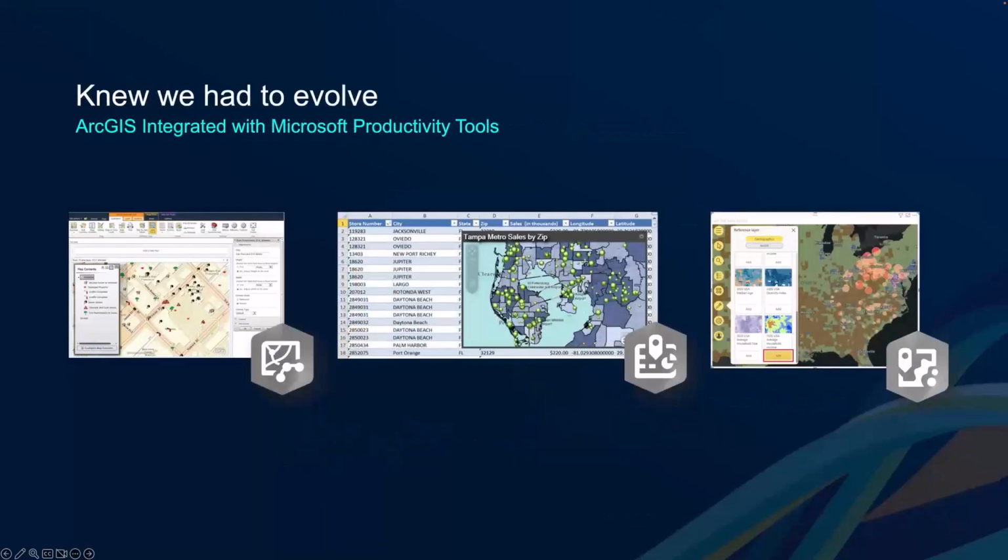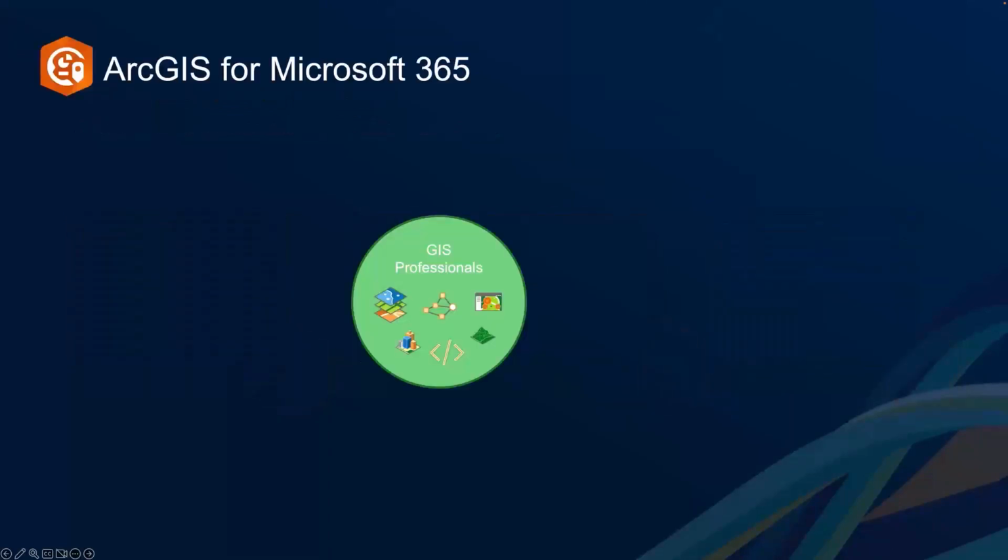So we realized we had to modernize our approach as well. We had to change the way we were delivering the integrations with Microsoft. In looking at what we had, different mapping experiences across the Microsoft products and sometimes complex and fragile configurations. We knew we had to do something different. It had to evolve. So that's why we've taken a new approach with ArcGIS for Microsoft 365 and rewritten all of the integrations over the past 2 years.